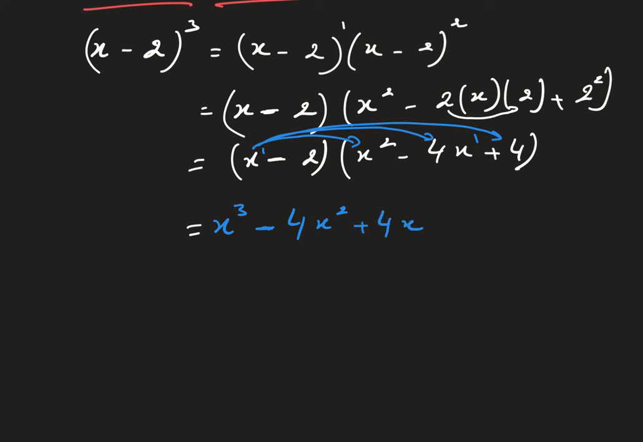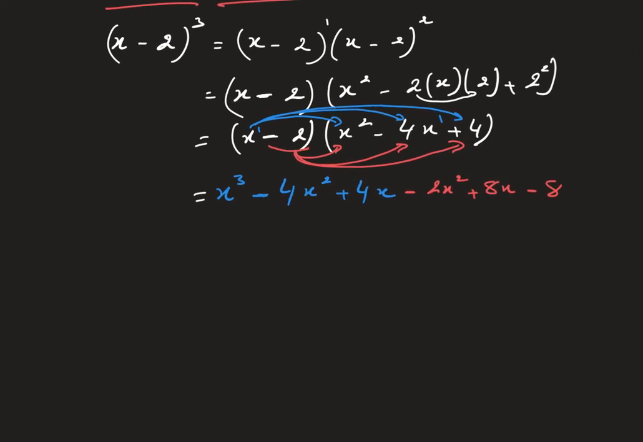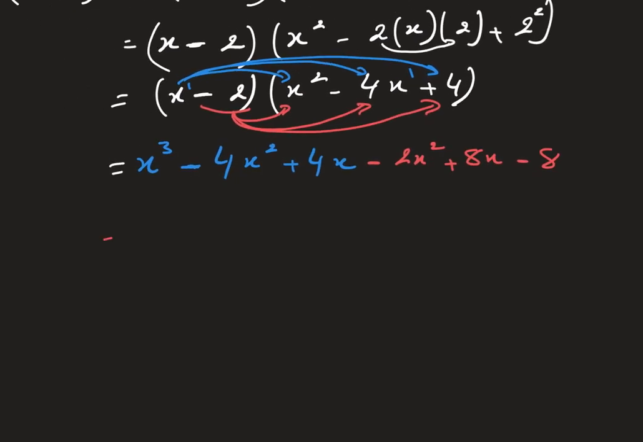Now we're going to move on to the second part, which is negative 2. So negative 2 times x squared, that will be negative 2x squared. And negative 2 times negative 4x, that will be positive 8x. And negative 2 times 4, that will be negative 8. Now we're going to combine like terms. And like terms means when we have the same degree and same variable.